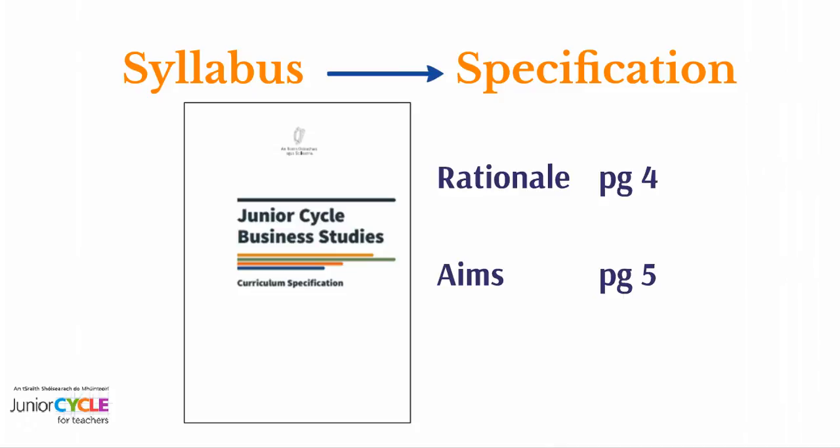The specification details the learning for students through learning outcomes. These have been arranged across 3 strands. The Business Studies specification is designed to be used as a guide for collaborative and classroom planning.